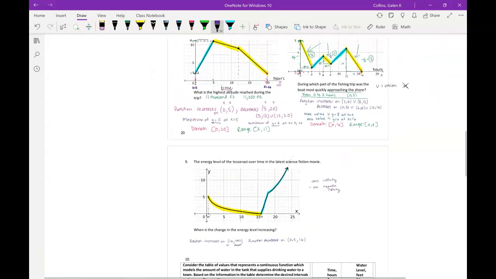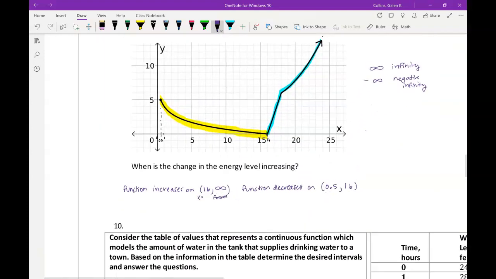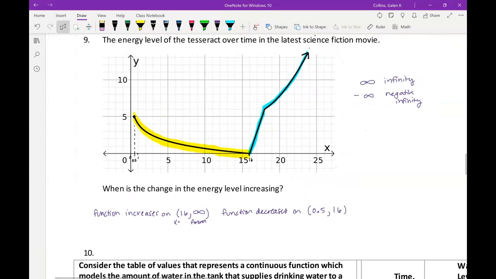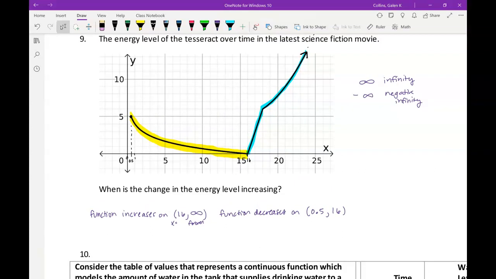Okay, so that was intervals of increase or decrease. Then we were asked to determine if this has an absolute maximum value. Because this graph continues up forever, there is no maximum value. However, the function does have a minimum value right here at y equals 0. So I'm going to say the min value is y equals 0.